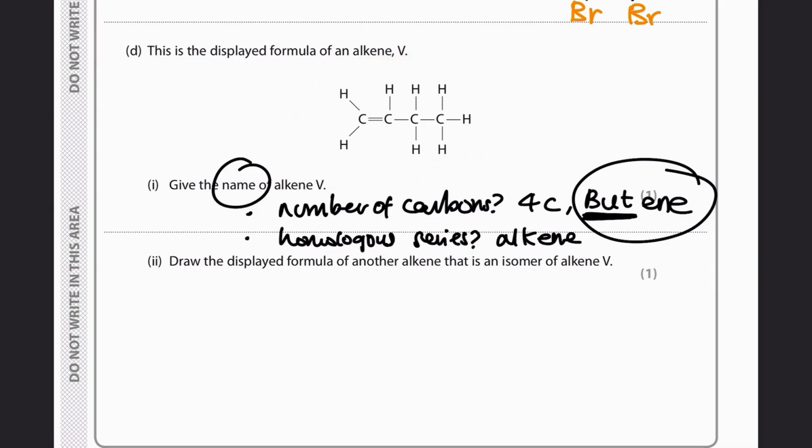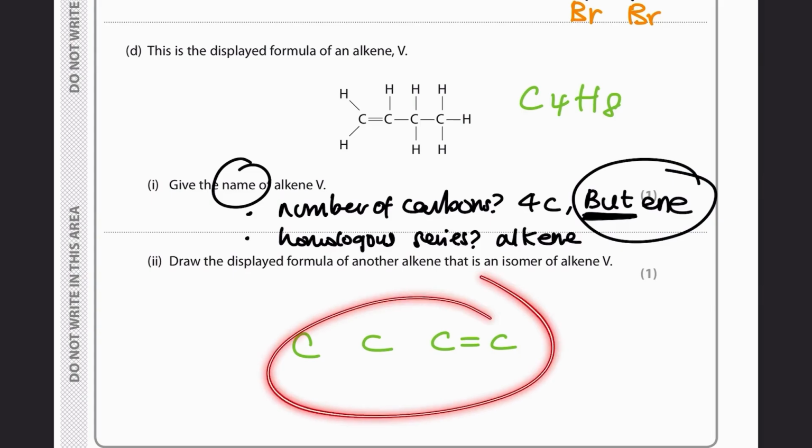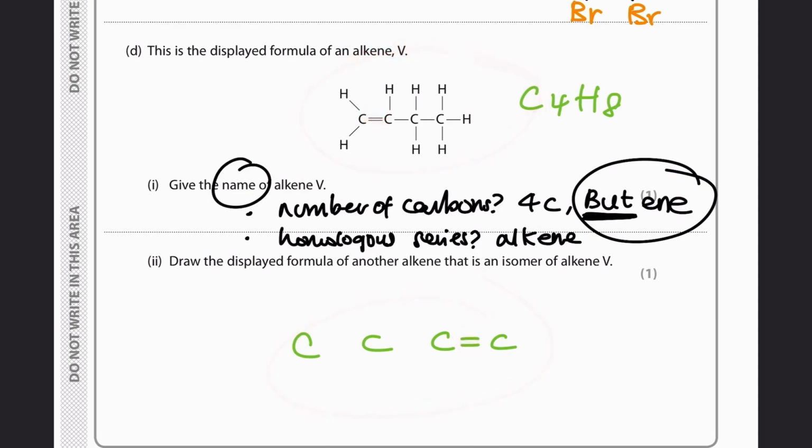Finally, draw the displayed formula of another alkene that is an isomer of this. Isomer, remember, it's also got to have the same molecular formula. So it's got to have C4H8 if you count the hydrogens. So I need to draw something else that also has 4 carbons. So let me draw my 4 carbons first. 1, 2, 3, 4. However, it's got to look different in terms of displaying it. For this butene, it's got the double bond between the first and the second carbon. So where can I put the double bond in a different location? Can I put it here? The answer is no, because this is actually the same as this, right? Because it's just at the end. The double bond's at the end, so it's not actually very different at all.